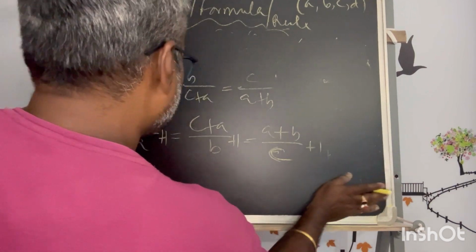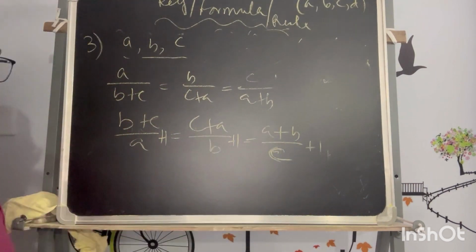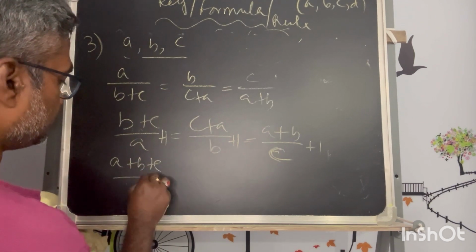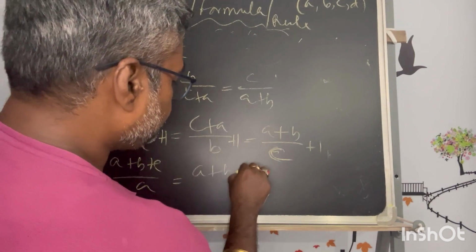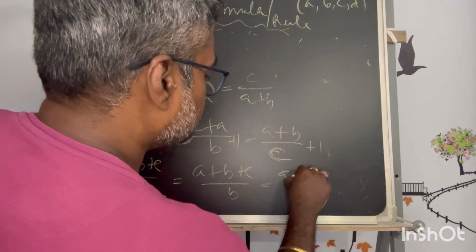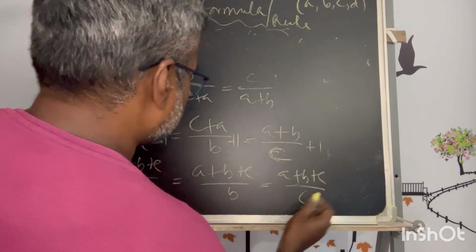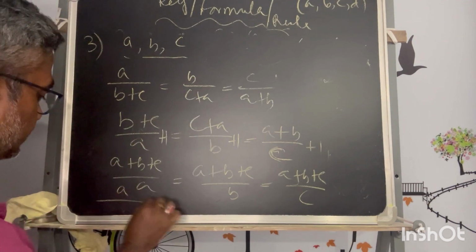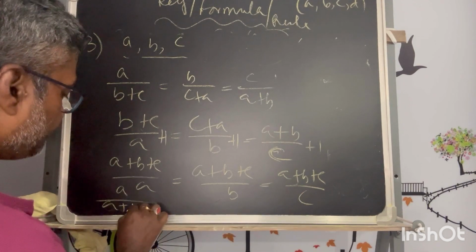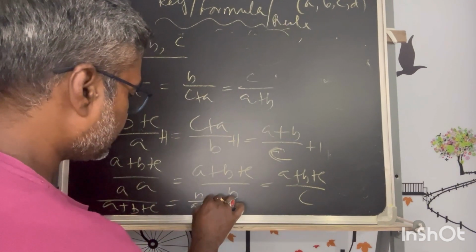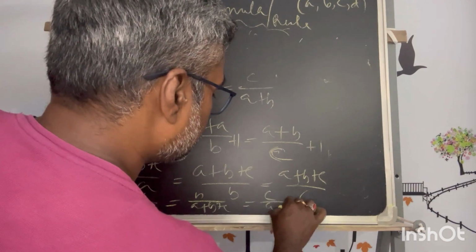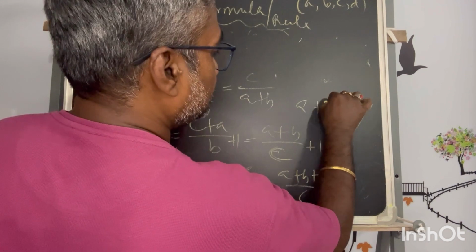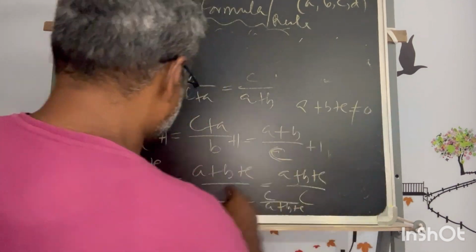Now what I am doing, I am adding 1 to each, so it won't change the relation. Now if I take the LCM in every case, I will get A plus B plus C in all cases. Okay, A plus B plus C by C in all cases. Now you again use the invertendo relation. So what I will get, if these are equal, so these are equal.